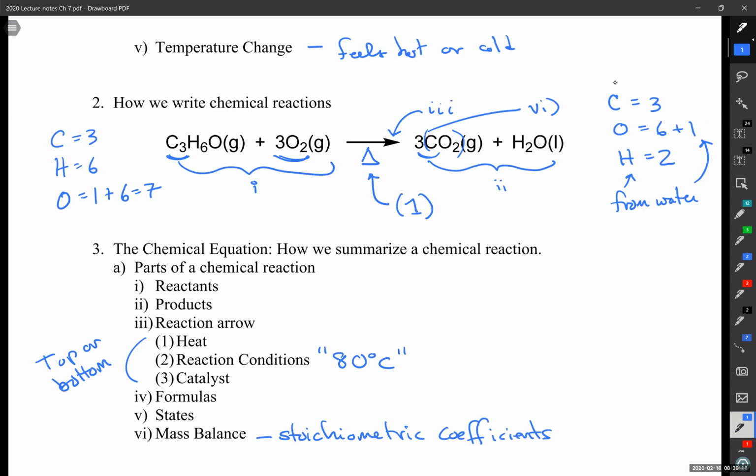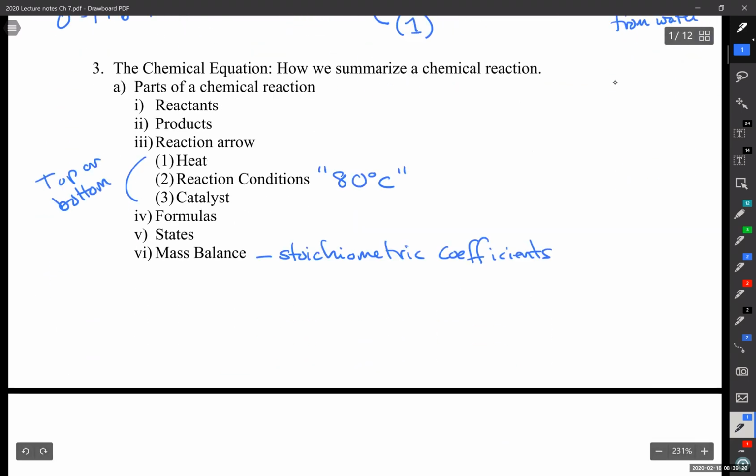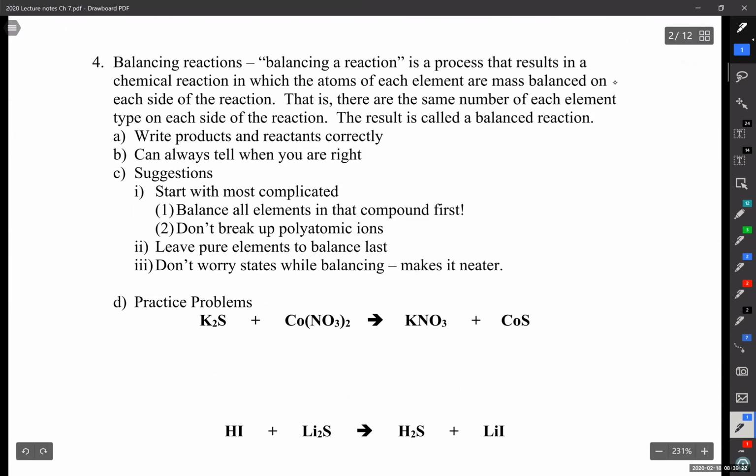So one of the things that you have to be good at, because this is going to be super important for the rest of all of your chemistry life, whatever that happens to be, you have to get good at balancing equations. So we're going to do some.